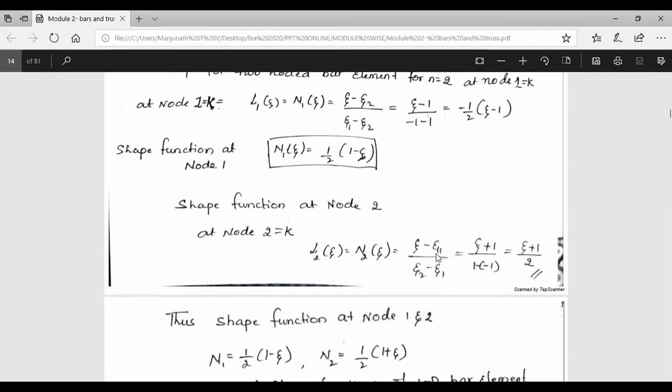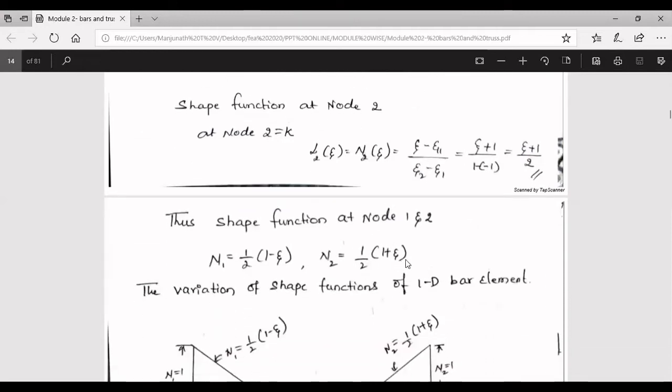So the equation you can write is (zeta minus zeta 1) divided by (zeta 2 minus zeta 1), which is equal to (zeta plus 1) divided by 2. Okay, so this is the shape function at node number 2. This is the same thing we got in the global and also in the natural coordinate system.